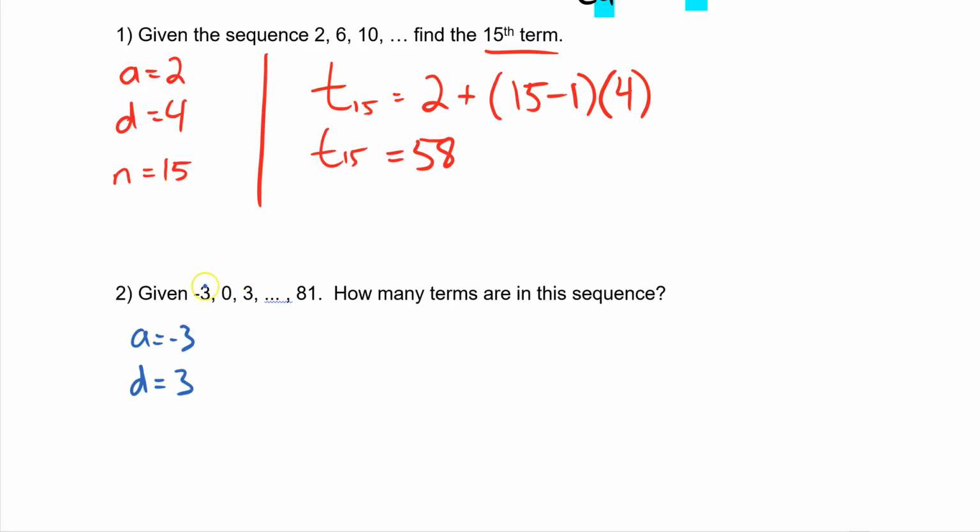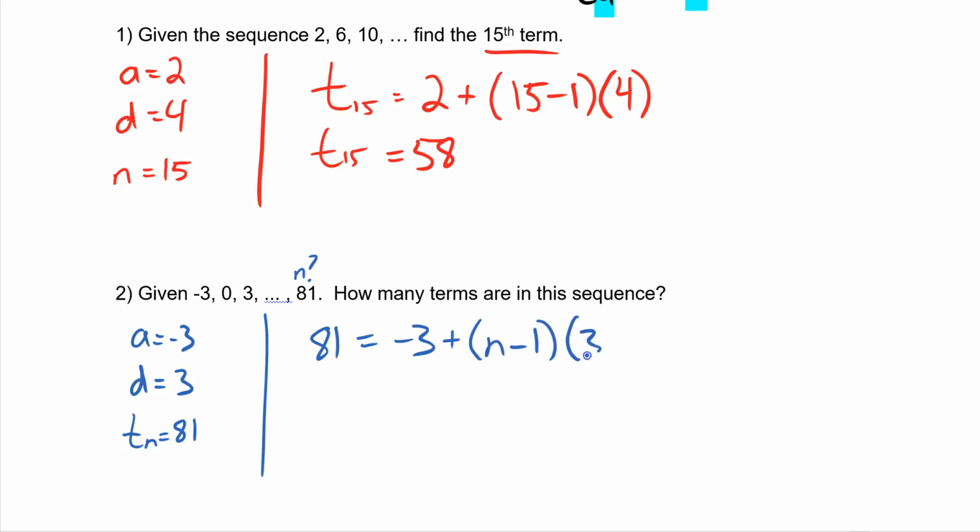Now, here's the thing. If negative 3 is term 1, 0 is term 2, 3 is term 3, I don't know how many terms are in the middle, so I don't know the term number for 81. So I don't know what n is, but what I do know is that term is equal to 81. So we're still going to use the same formula, the same equation, but we're just going to be using it in a different way. So 81 is equal to negative 3 plus (n minus 1) times d, which is 3.